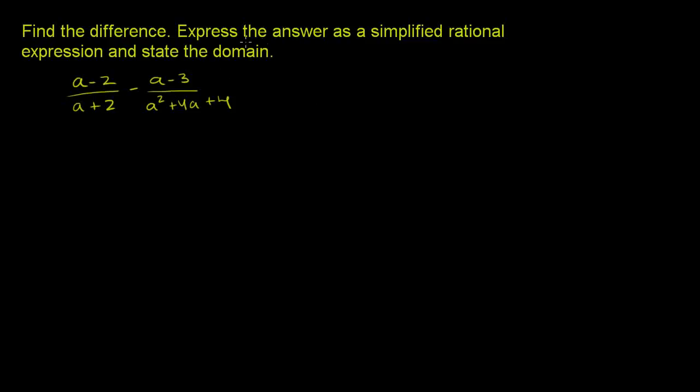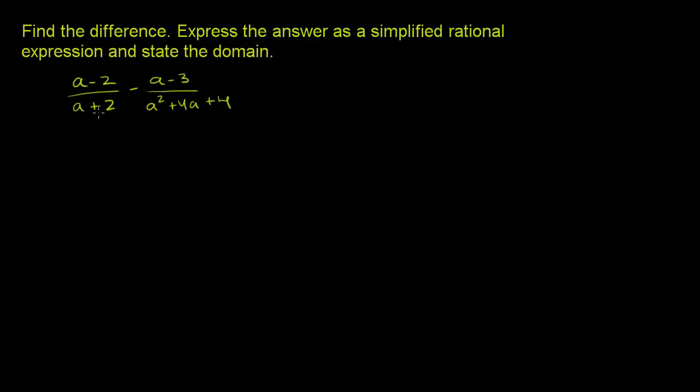Find the difference, express the answer as a simplified rational expression, and state the domain. So we have two rational expressions, and we're subtracting one from the other. And just like when we first learned to subtract or add fractions, we have to find a common denominator. The best way to find a common denominator, whether with regular numbers or algebraic expressions, is to factor them out and make sure that our common denominator has all of the factors in it. That'll ensure it's divisible by the two denominators here.